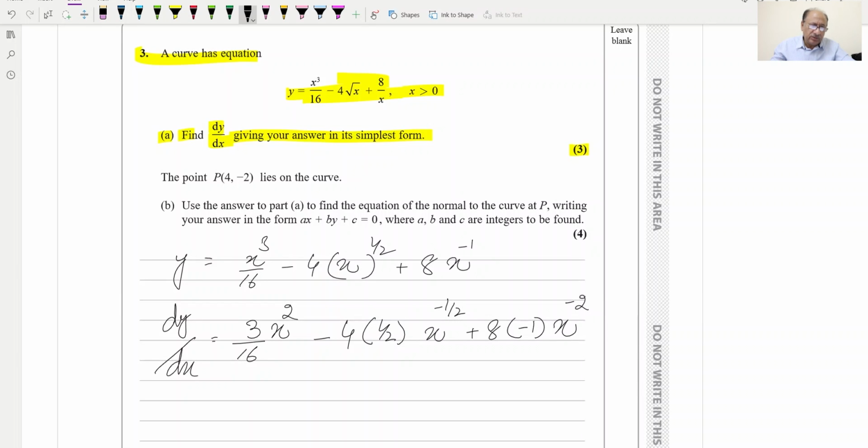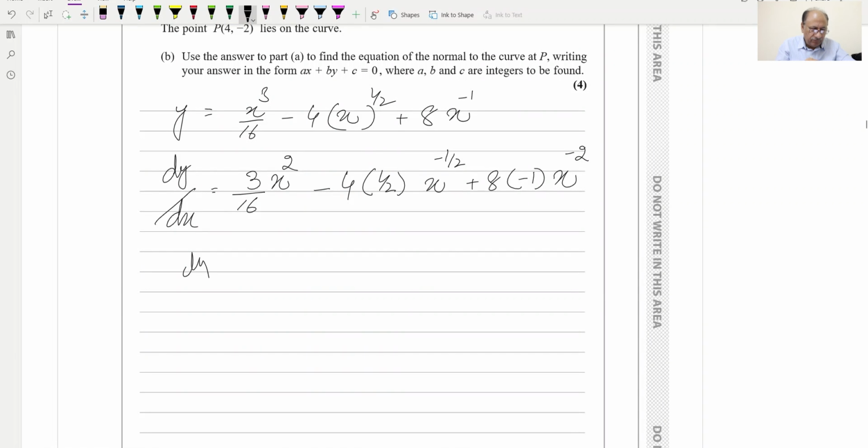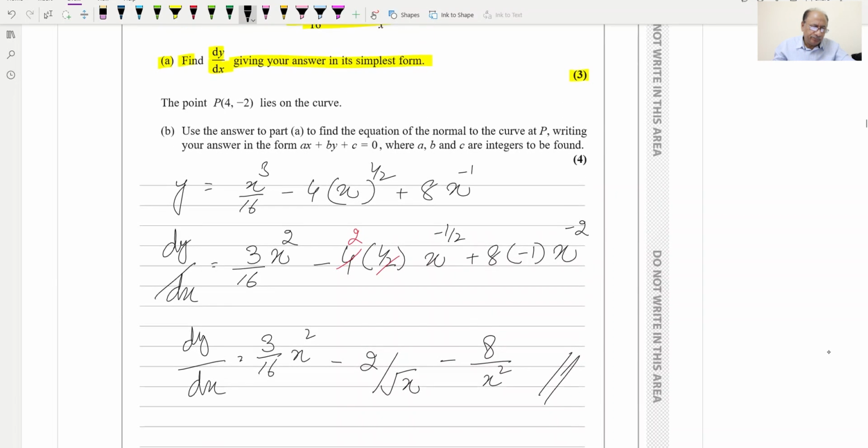And now we can rewrite this as dy over dx is equal to 3 over 16 x squared, and this 2 will be cancelled with 4 and we will get 2, so minus 2 over x under root, we can write like this, and 8 times minus 1 will be minus 8 divided by x squared, and this will be the final differentiation which we have done.